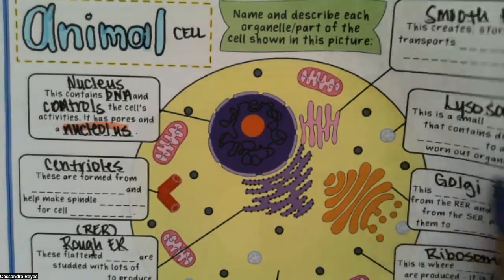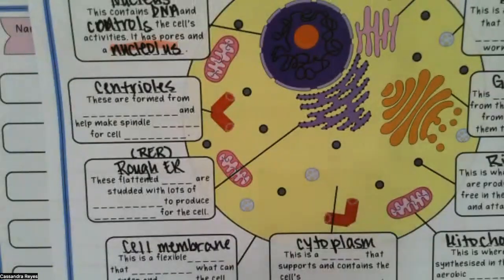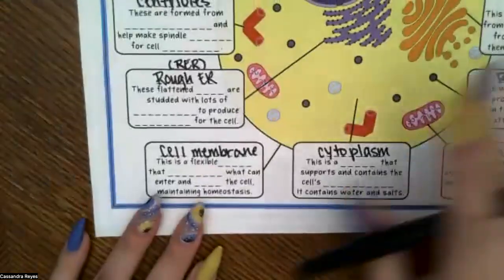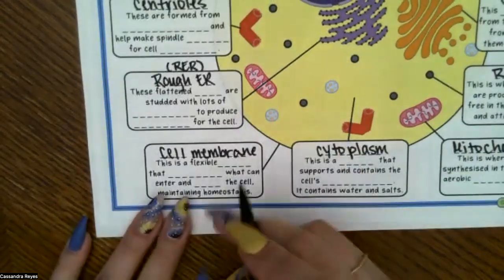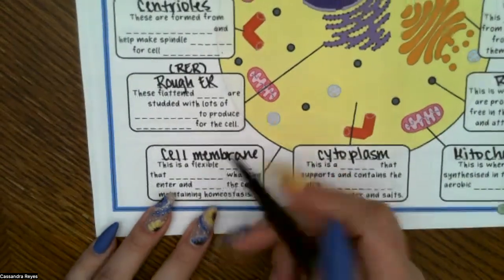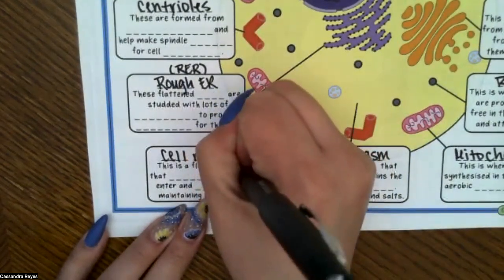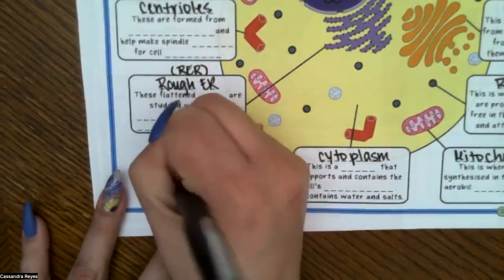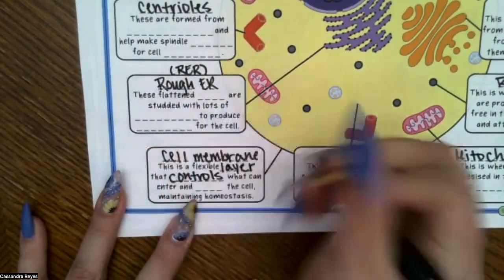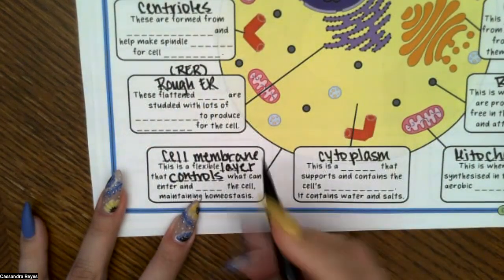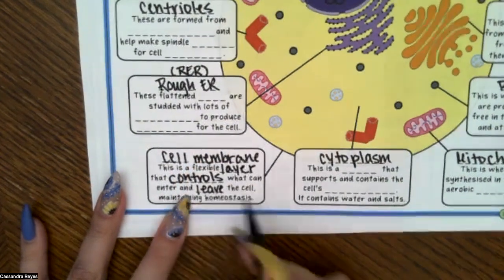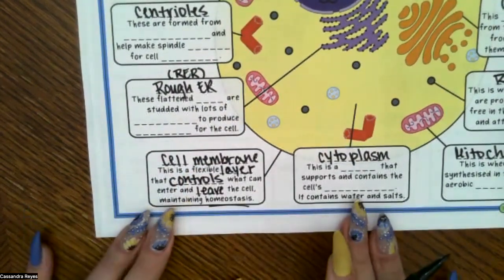Since we're talking about barriers and protection, let's skip down here to the cell membrane for a second. Because what does the cell membrane do? Well, I hope that you guys learned from our last assignment. The cell membrane is going to be this flexible layer that is going to control what is allowed to enter and leave the cell. And that's going to allow us to maintain this thing called homeostasis.